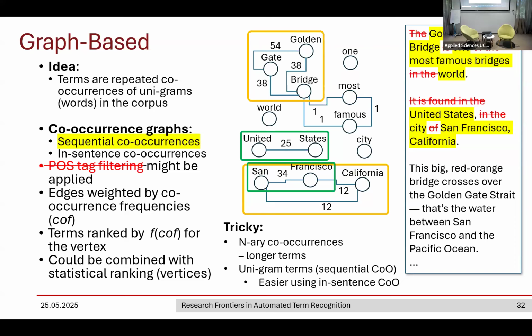And this is one of the problems. So in the co-occurrence graphs, you may directly analyze only bigrams because those co-occurrences are binary. So you cannot have edges with more arity within these co-occurrence graphs. And this could be a problem.